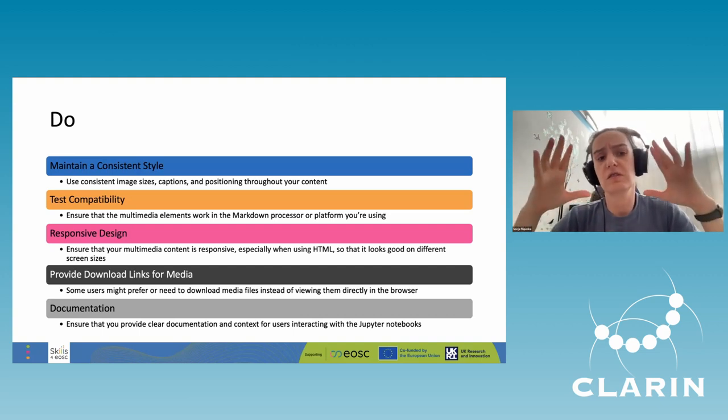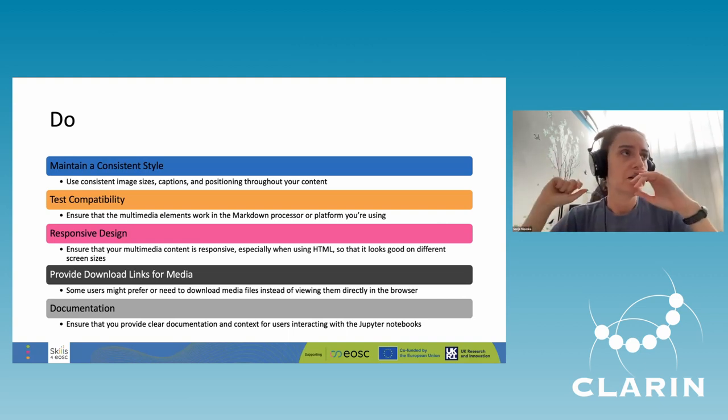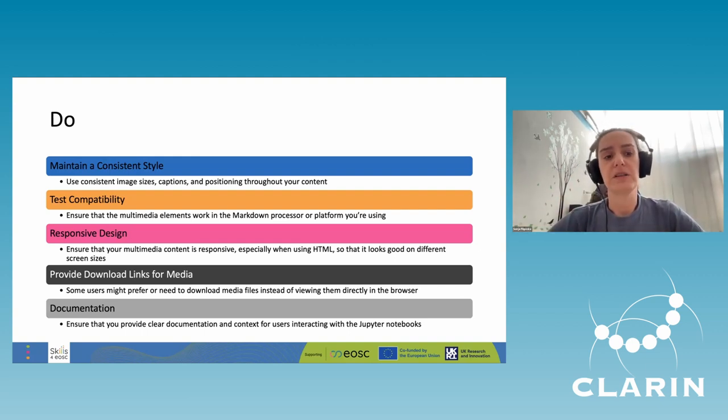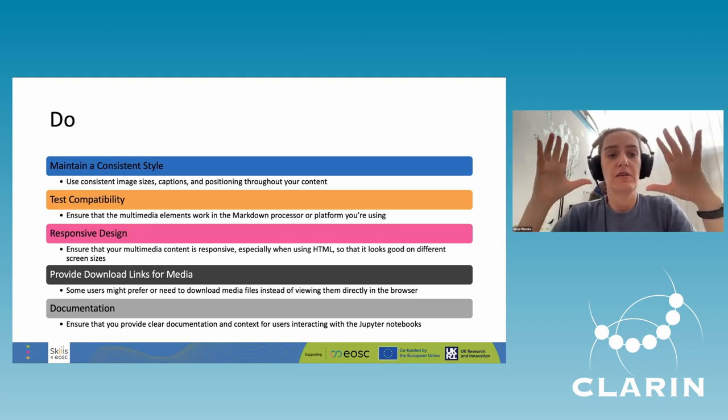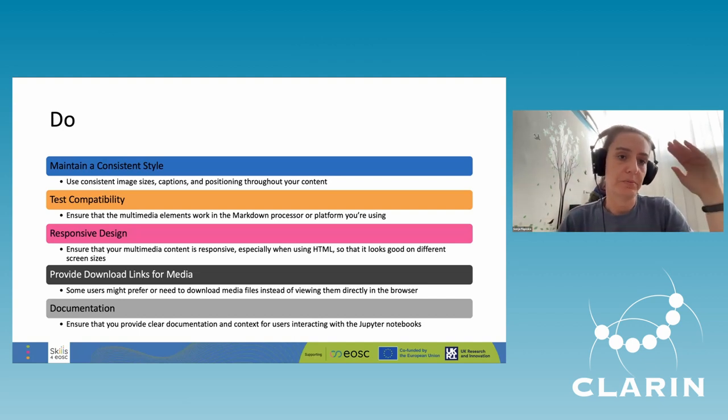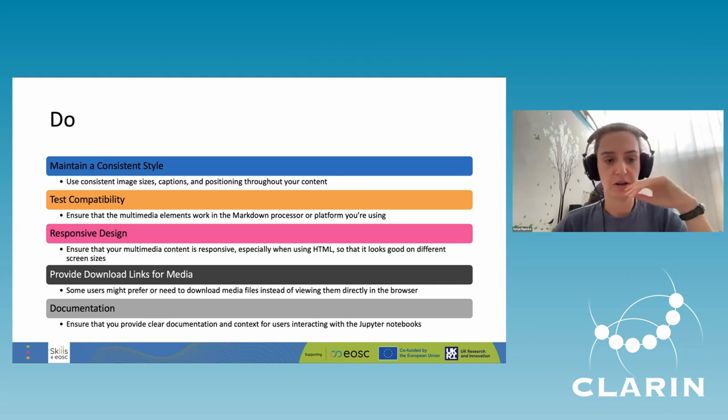So stuff like consistent image sizes, consistent layouts of the captions and the positioning and everything helps people when they consume the content. I mentioned to you before, I'm mentioning it again, because when you add multimedia elements, there might be different rendering in different systems. It's always best practice to test the compatibility in different browsers to make sure that the design is really responsive, especially to test it on different devices such as phone, tablet, and laptop, or even a bigger screen, just to make sure that they work in different environments.